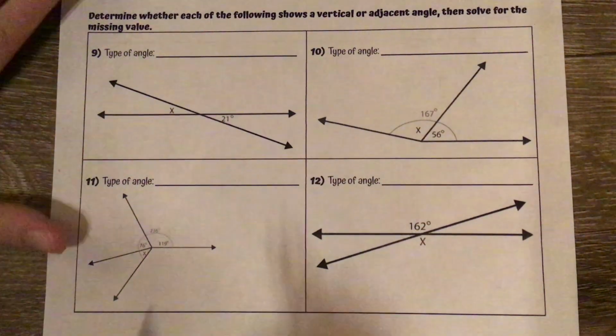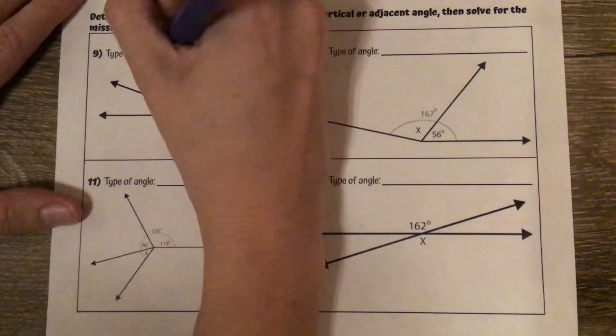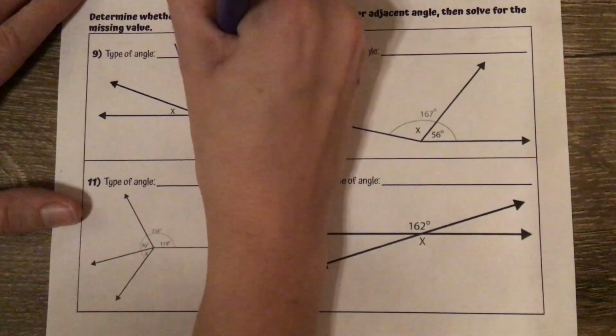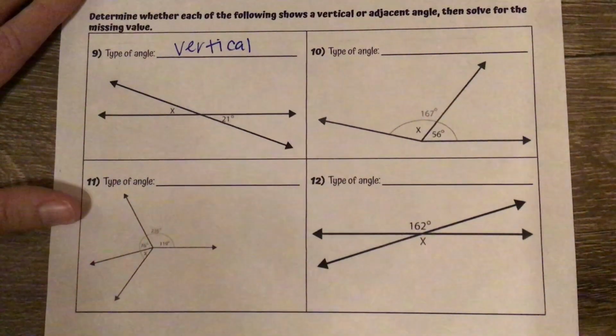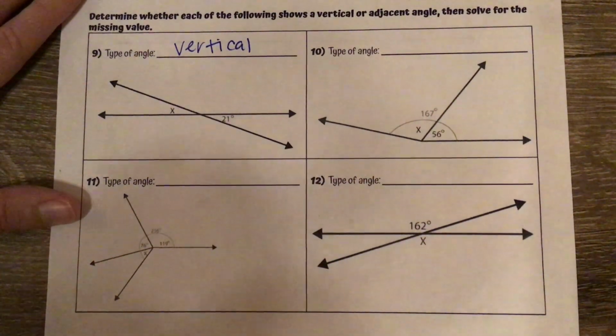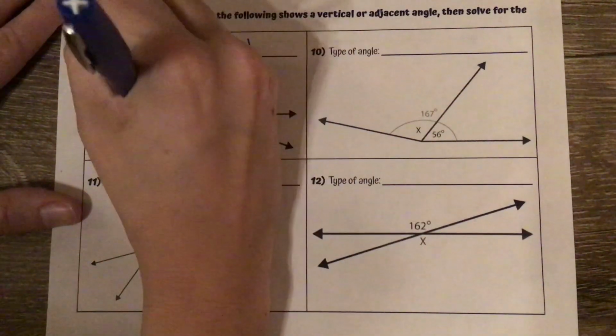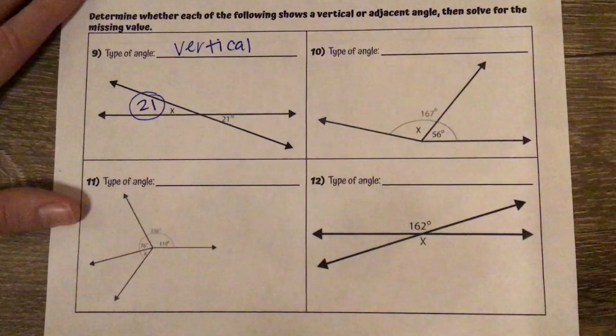So number 9, we've got these opposite angles here. These are vertical angles. And then it says solve for the missing value. Vertical angles are congruent, so x is 21.